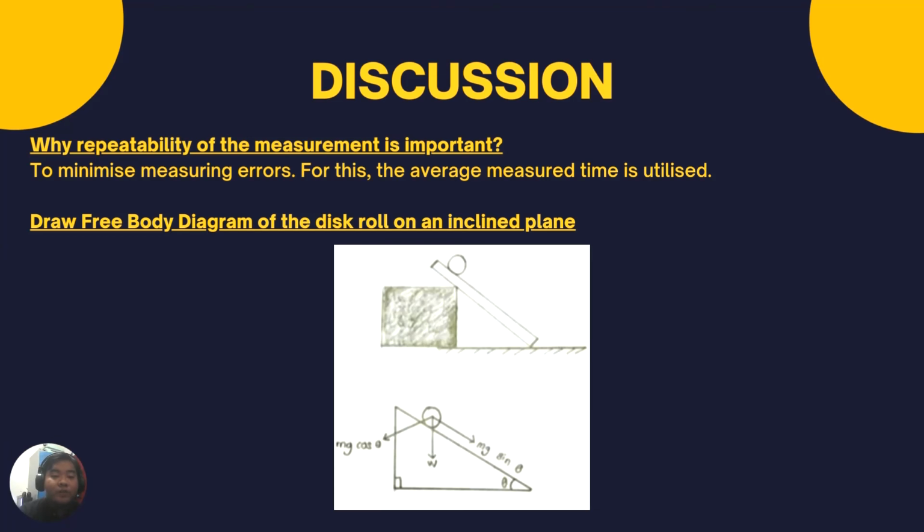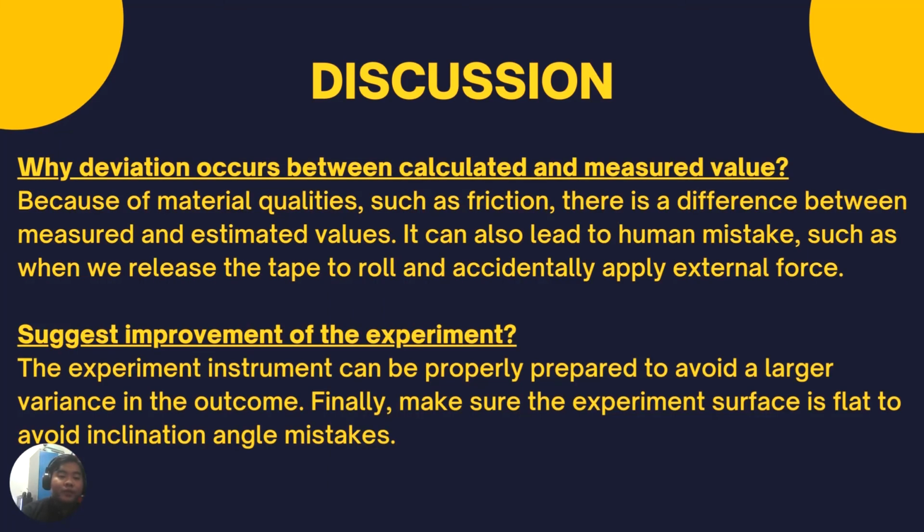The next one, draw a free body diagram of the disc rolling on an inclined plane, as you see in the picture below. Next one, why does deviation occur between calculated and measured values? This is because of material qualities such as friction. There is also a difference when we release the disc to roll and accidentally apply external force.